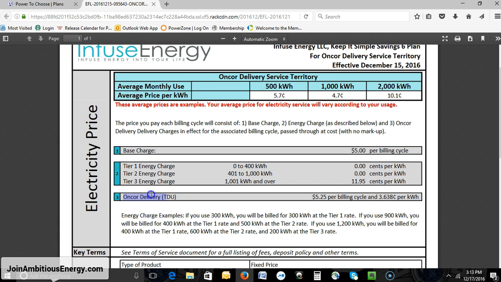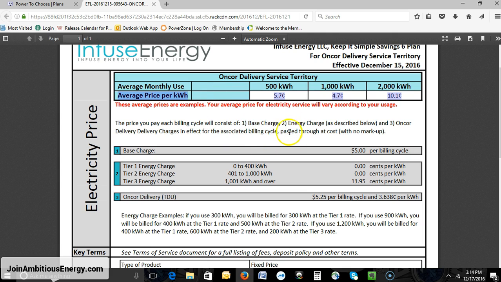In this territory, North Texas, it's Encore. You might be in South Texas, and for example, your delivery territory might be CenterPoint or Texas New Mexico Power or something like that. But basically, this average rate is going to include that delivery charge. So you always want to look at the average price per kilowatt hour.